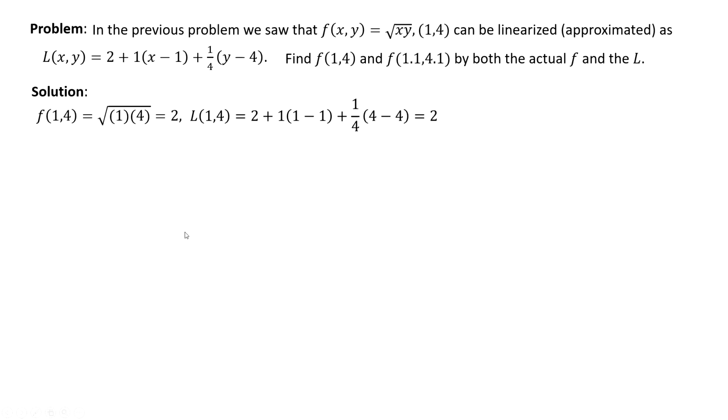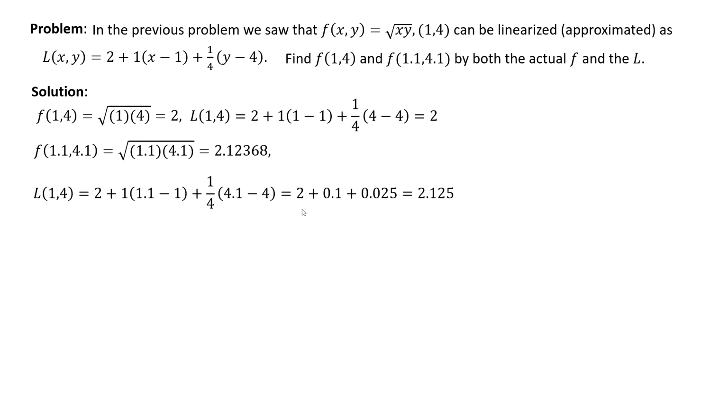It's not a surprise that these two values turned out to be the same. But the next one is pretty interesting. The actual value of f(1.1, 4.1) is the square root of 1.1 times 4.1, which turns out to be 2.12368. Now, on the other hand, if we use the linearized one, we go here, and that turns out to be 2.125.